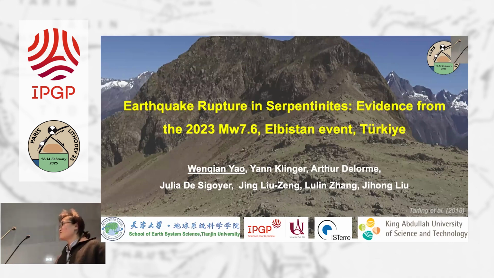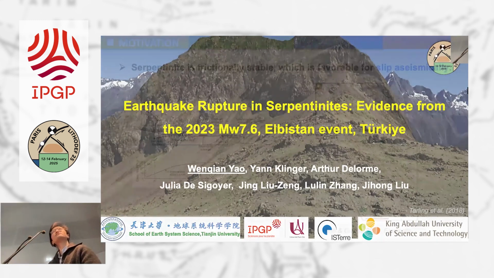At the beginning of this talk, I would like to invite you to quickly think about serpentinite and fault behavior. I guess most answers would be fault creep or slipping seismically. But in this work, we will prove that earthquake rupture can propagate in serpentinite. We got some evidence from the 2023 magnitude 7.6 Elbistan earthquake in Turkey.